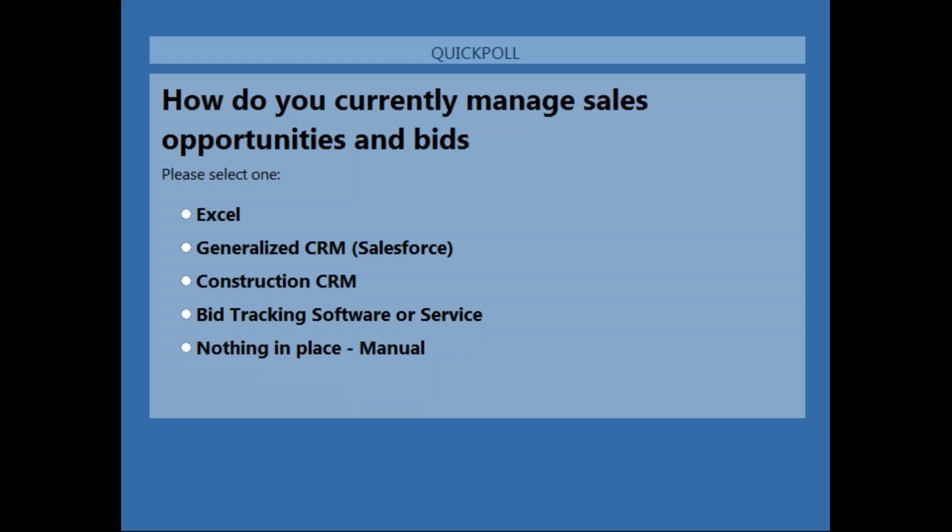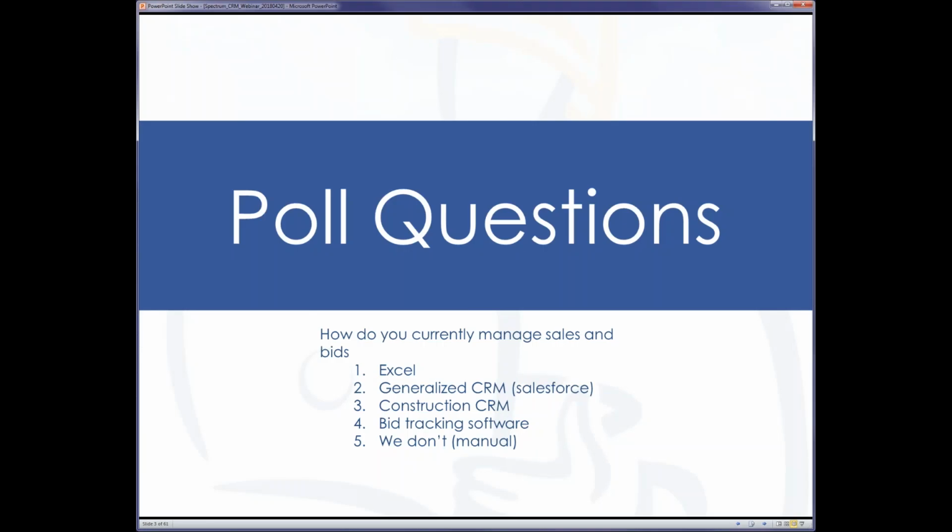We have people voting. As I guessed, right now 71% have selected Excel, 14% bid tracking software, and 14% have nothing in place. Now everybody's voted, and it's 75% Excel, 13% bid tracking, 13% nothing in place. Wow. Thanks, Brett. That's good information.